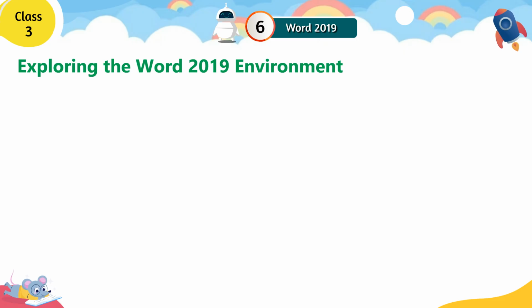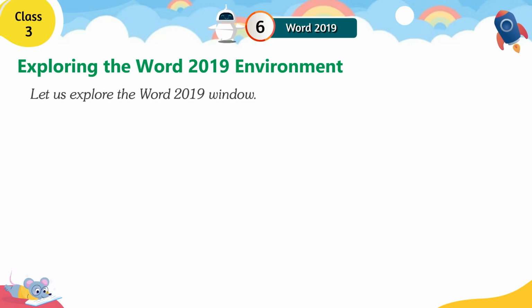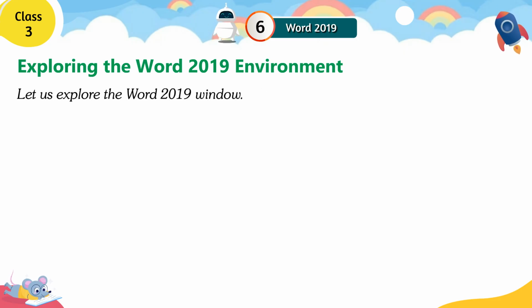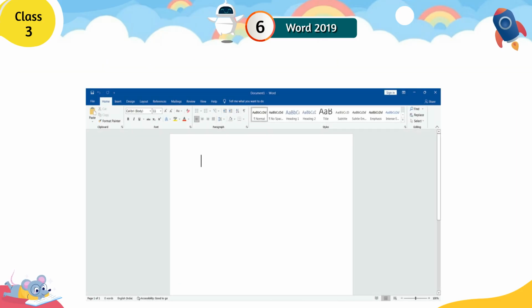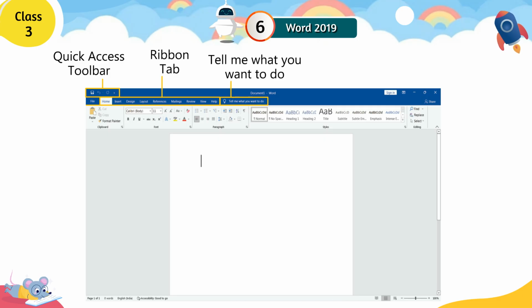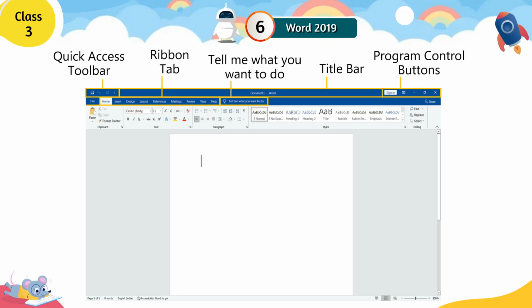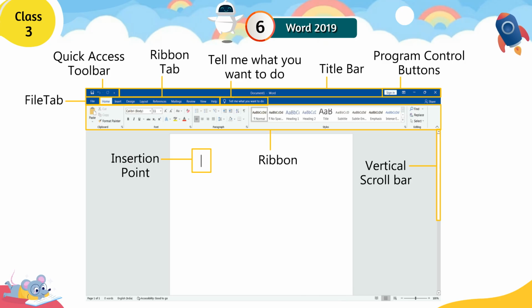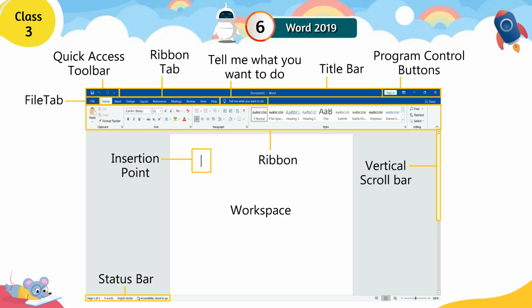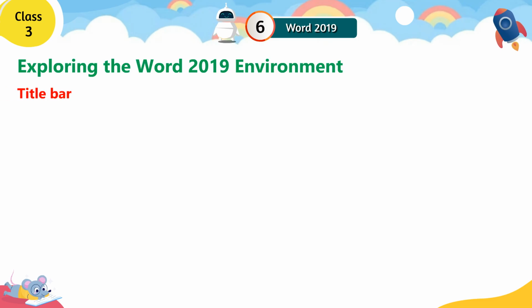Exploring the Word 2019 environment. Let us explore the Word 2019 window. Quick Access Toolbar. Ribbon tab. Tell me what you want to do. Title bar. Program control buttons. File tab. Insertion point. Ribbon. Vertical scroll bar. Workspace. Status bar. View buttons. Zoom slider.